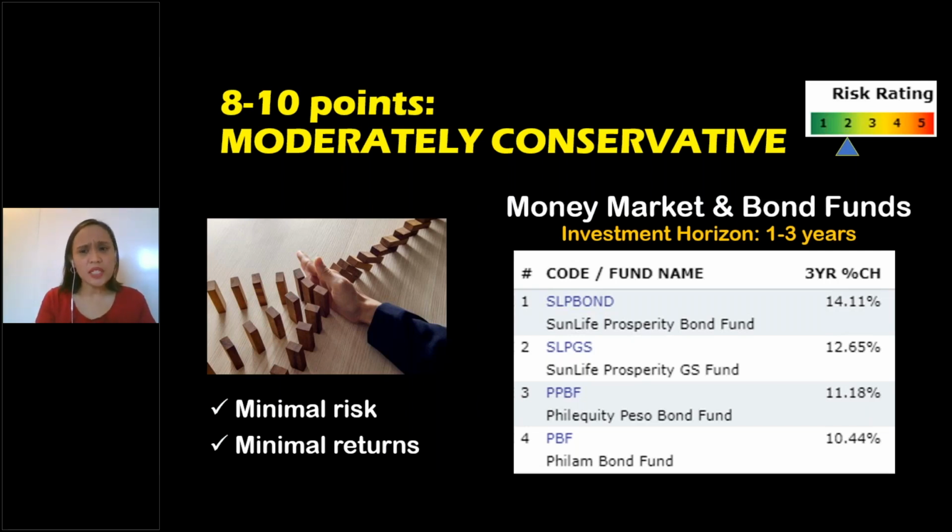In FundSmart, these are the top bond funds. You'll see that in the past 3 years, kumita siya ng mga 12% for the past 3 years. So again, it's still higher than your inflation rate. Diba? So ibig sabihin, in the past 3 years, kumita siya ng more or less 3 or 4% per annum. So again, it's definitely better than your time deposit.